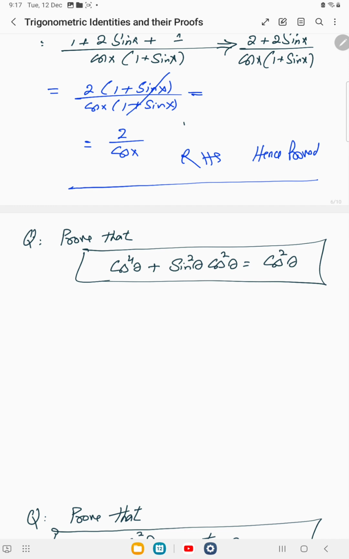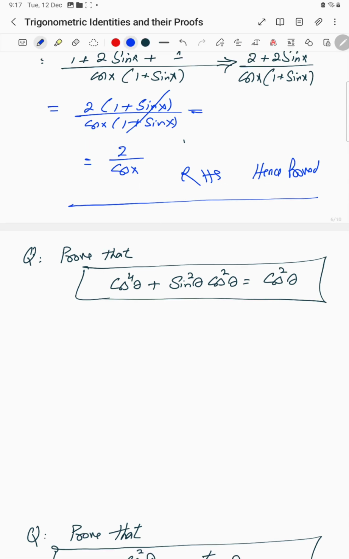Here in this question we have to prove cos power 4 theta plus sine square theta cos square theta is equal to cos square theta. Theta is the angle again this time. So let's start the question by taking your left hand side on task to prove it to the right hand side. So cos 4 theta plus sine square theta cos square theta, right?